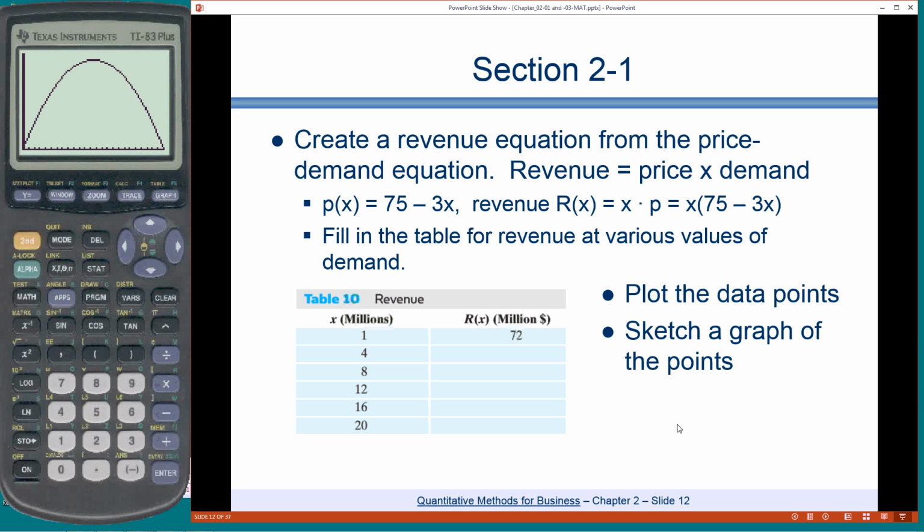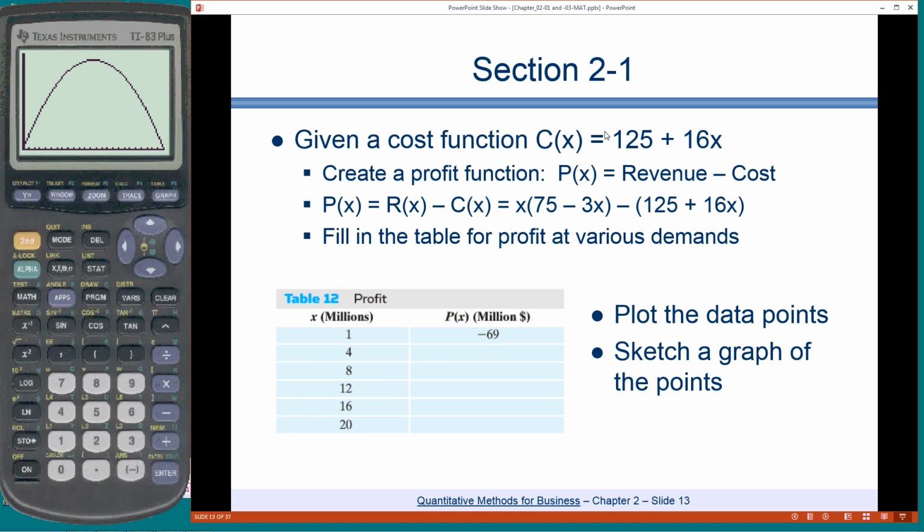So let's go look at the next step. It gives us a cost equation, and it says our cost is 125 plus 16x. What does that mean from a real standpoint? Well, it says that these are in millions of dollars. So it says to build a plant that's going to produce millions of whatever these widgets are, you've got to spend $125 million to build the plant and whatever other fixed costs there are. And then on top of that, for every one you produce, it's going to cost you $16.